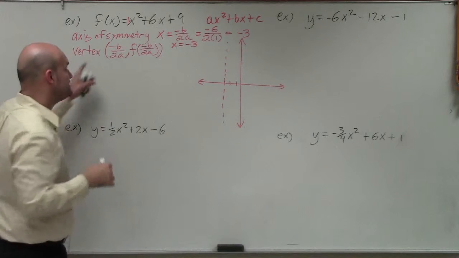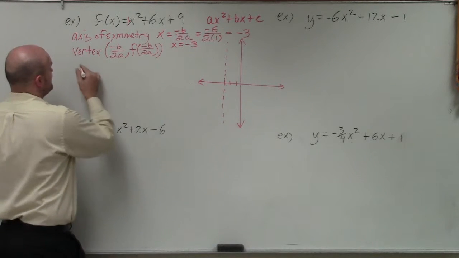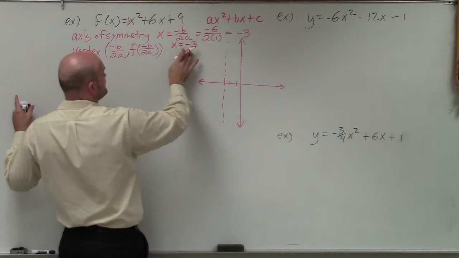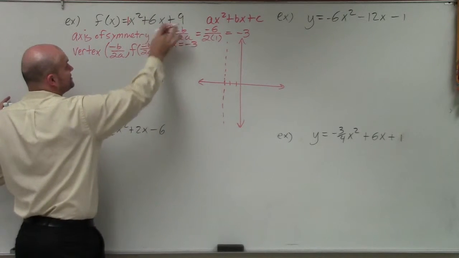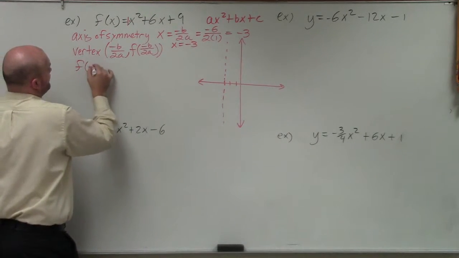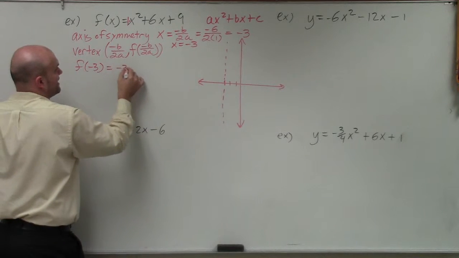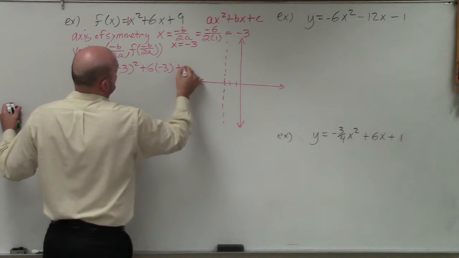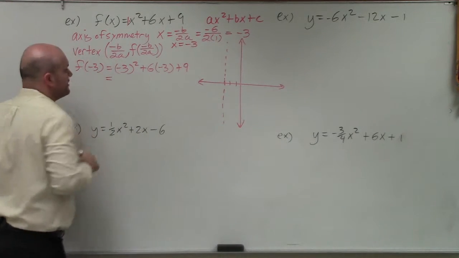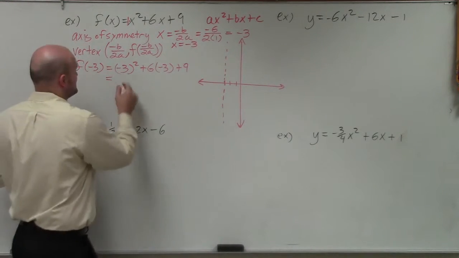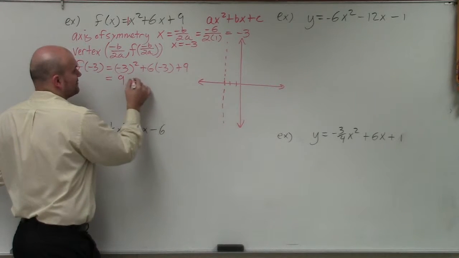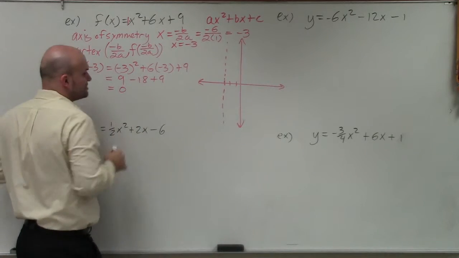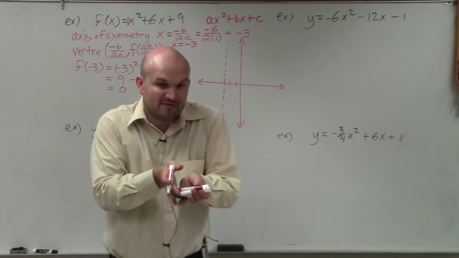OK? So in this case, if I wanted to go ahead and find the vertex, basically all I'm simply going to do is take my function. All right, once I found the value of my axis of symmetry, I'm going to plug that value into my function. So I have f of -3 equals -3 squared plus 6 times -3 plus 9. Therefore, -3 squared is going to be a +9. 6 times -3 is going to be a -18 plus 9. Therefore, this equals 0. So therefore, the input value is -3.